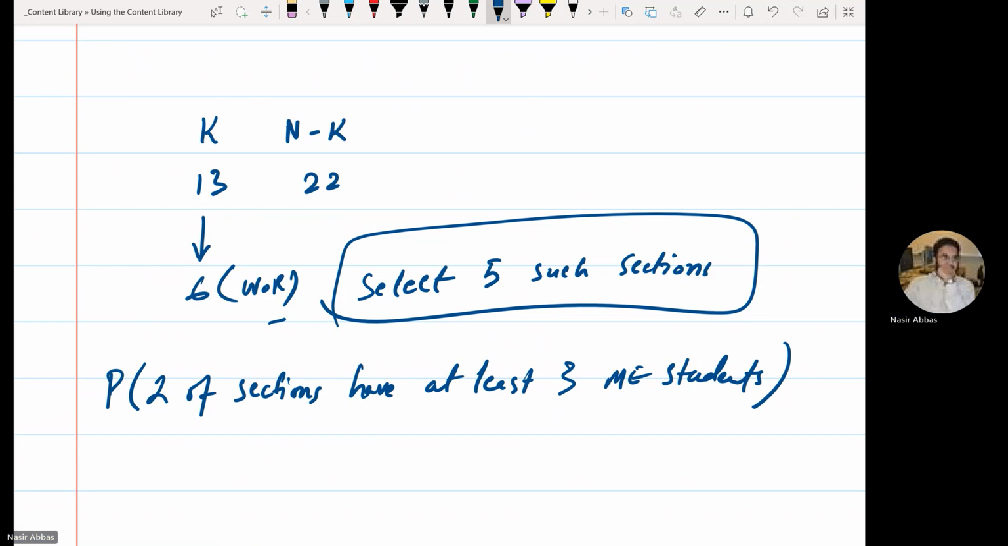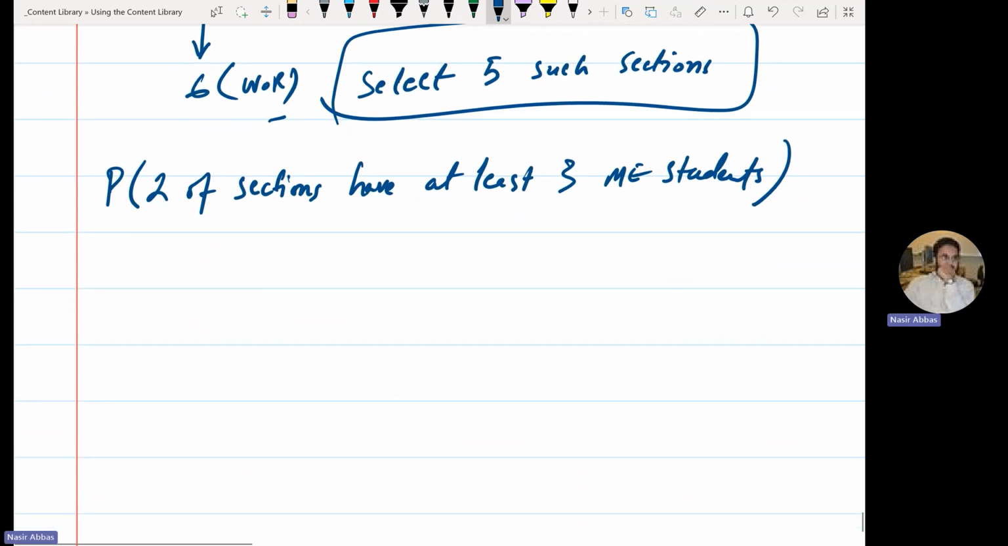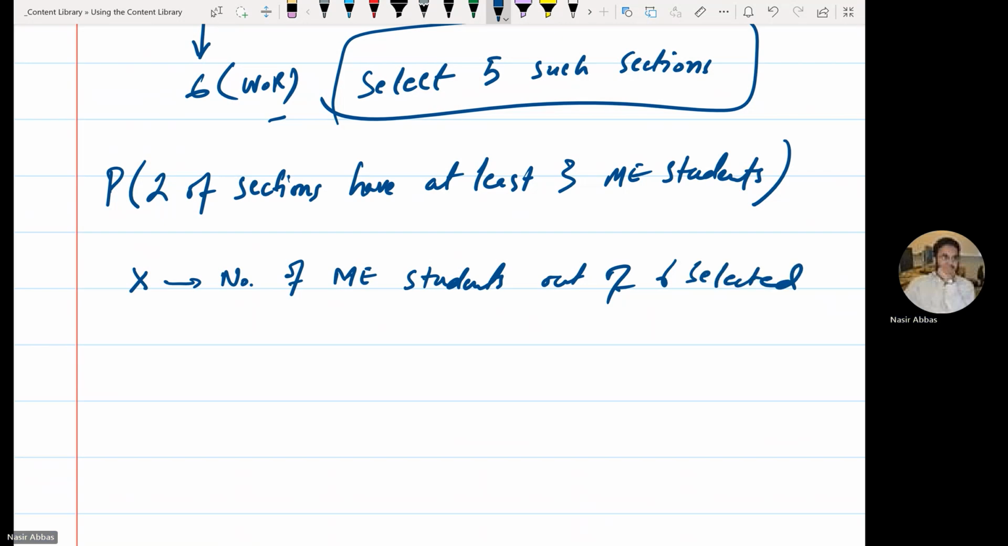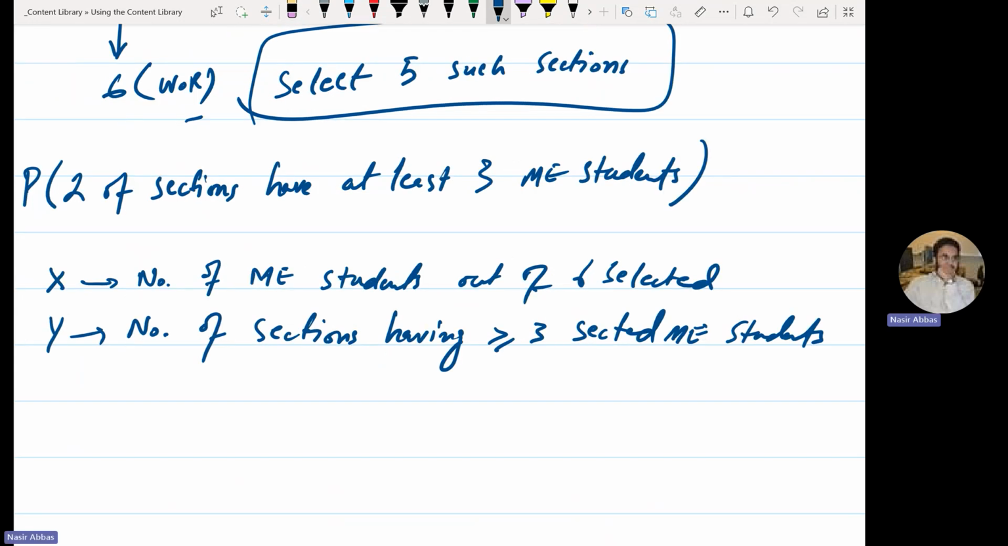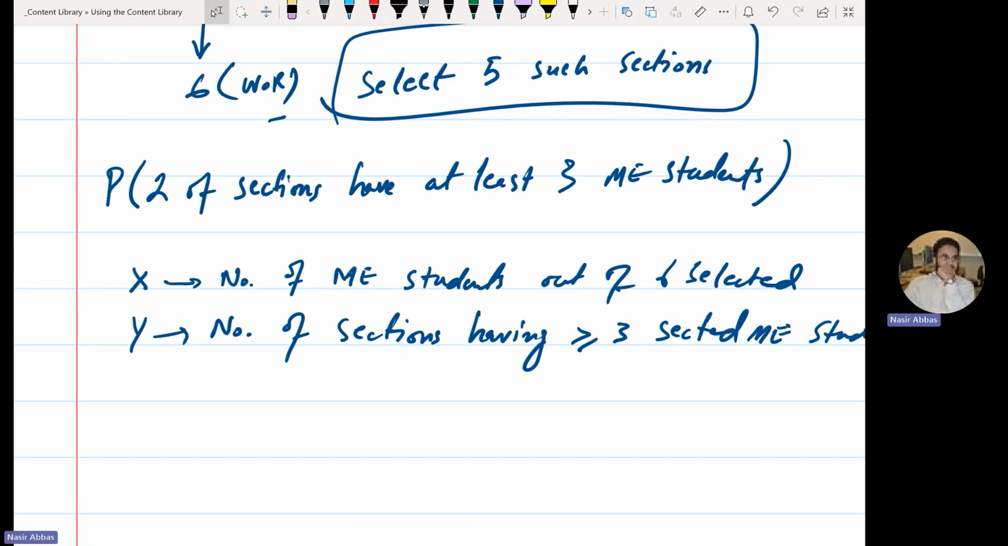selected students? Now here, there are 2 variables involved. X is the inner variable within section. What is that? X is number of ME students out of 6 selected. And Y is number of sections having greater than or equal to 3 selected ME students. 2 variables involved. One within, one outside.